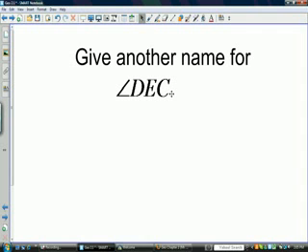Now, if we have an angle DEC, we know C is the vertex. So if we want to do another name for it, this would be just CEC.